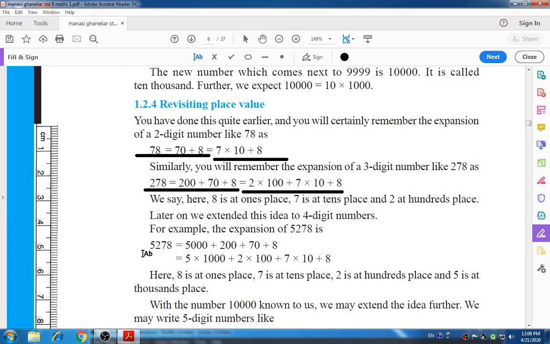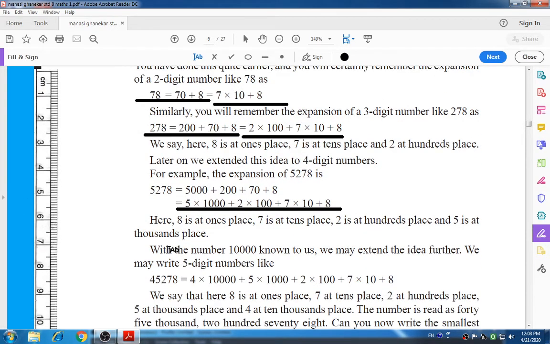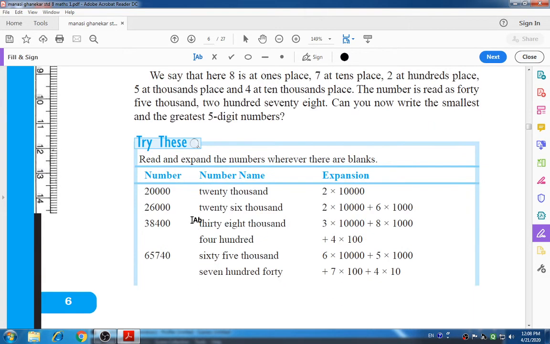Look at here, 5278. 5 is at the thousands place, so I write 5 into 1000. 2 is at the hundreds place, so 2 into 100, plus 7 at the tens place, so 7 into 10, and plus 8 at the ones place, so I write it as it is, 8. With the help of this, we can easily find out the place value of different digits. Look at here carefully.